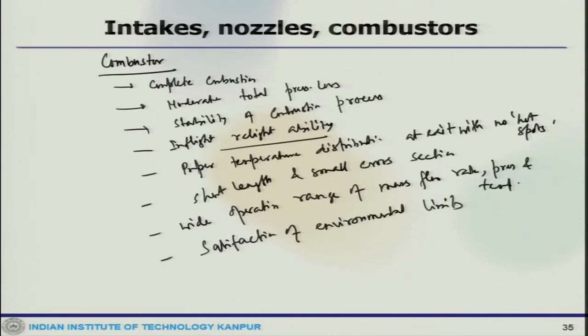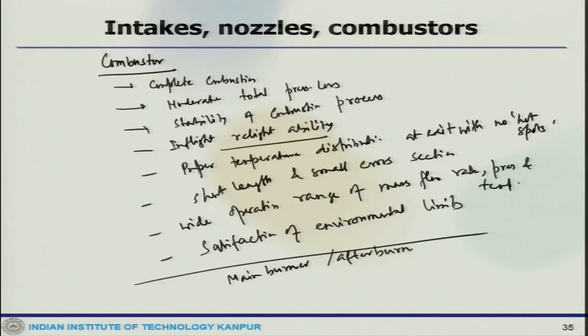So types of combustion chamber: there could be a main burner or an afterburner, or there could be subsonic or supersonic types depending on the speed of the airflow, or direct or reverse flow. Now the subsonic combustion chamber may be further classified into three different types: multican, tubo-annular and annular ones.